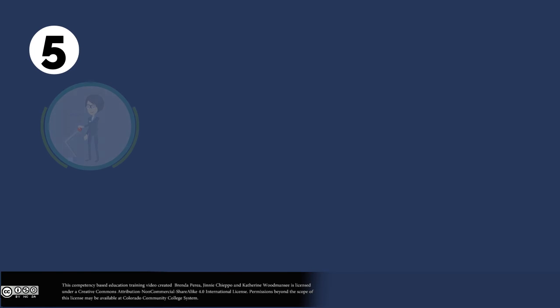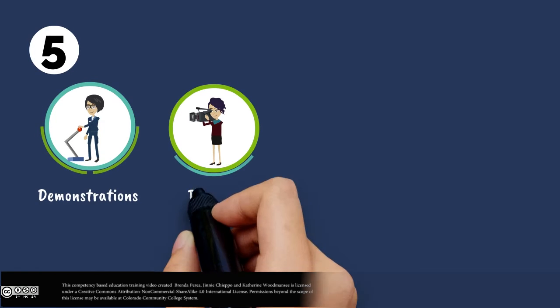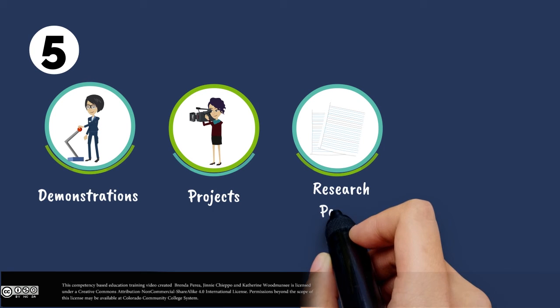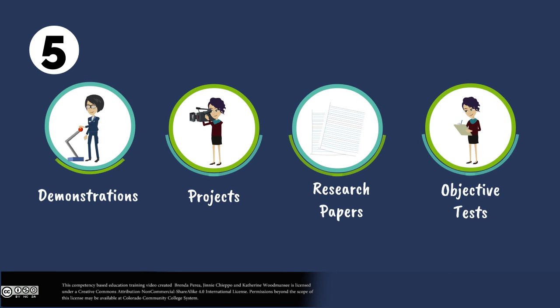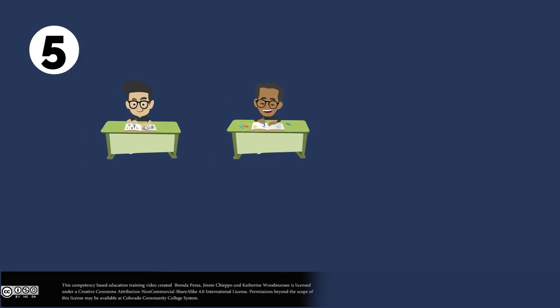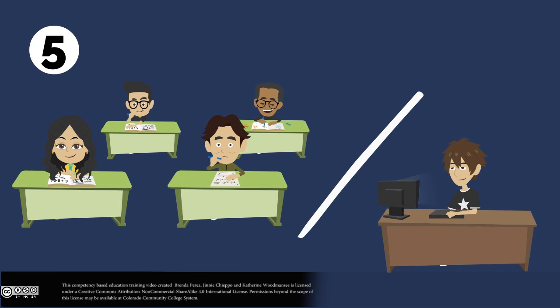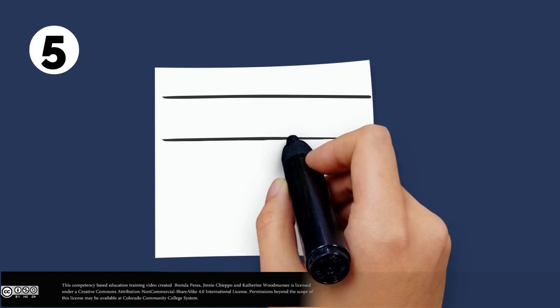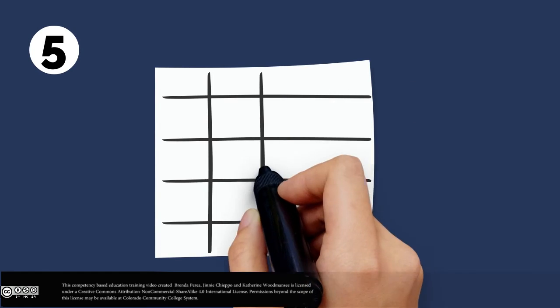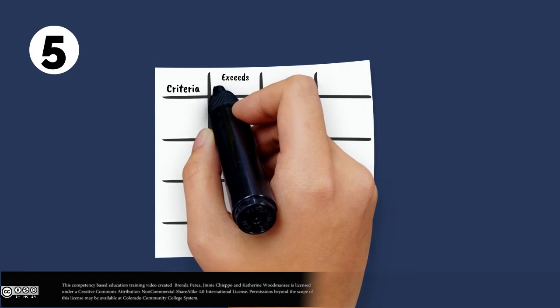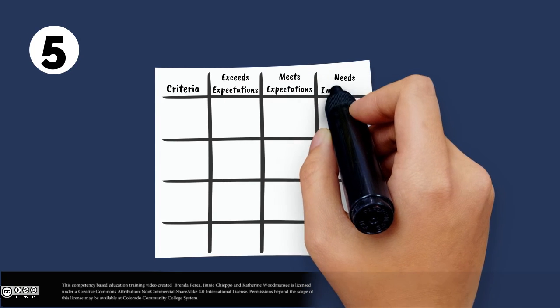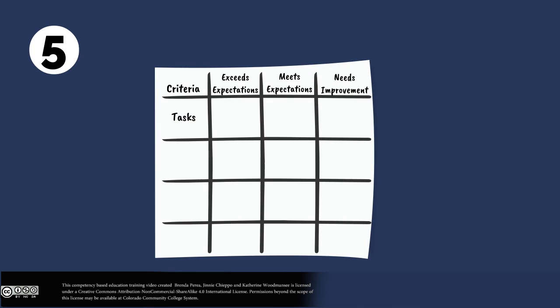Assessments, or milestones as we like to call them, can range from demonstrations, projects, research papers, and objective tests. Tests should be delivered face-to-face or in an online proctored environment. For student demonstrations, projects, and papers, a well-defined rubric is needed to evaluate the submitted work. The scoring rubric sets coherent expectations of criteria and descriptions of levels of performance.